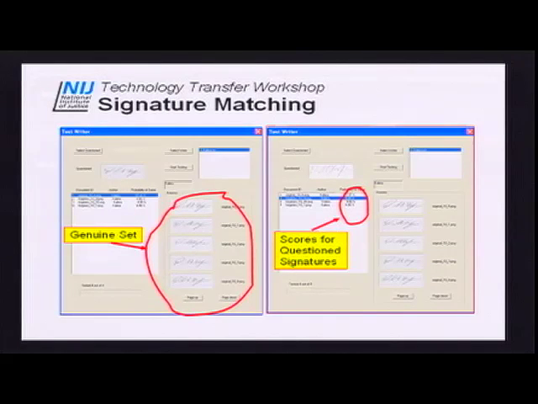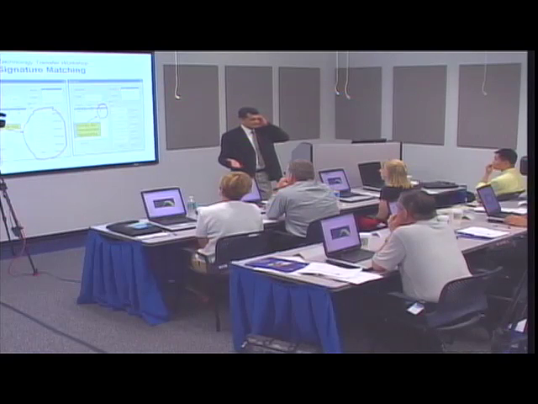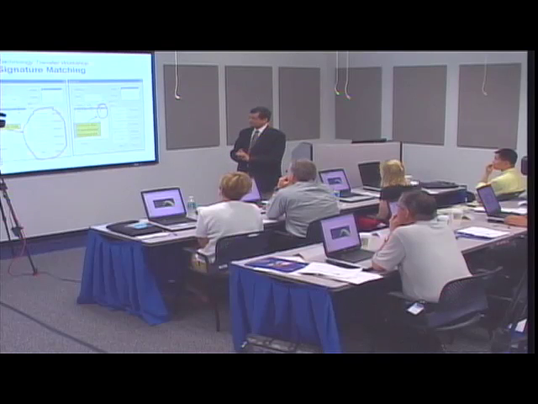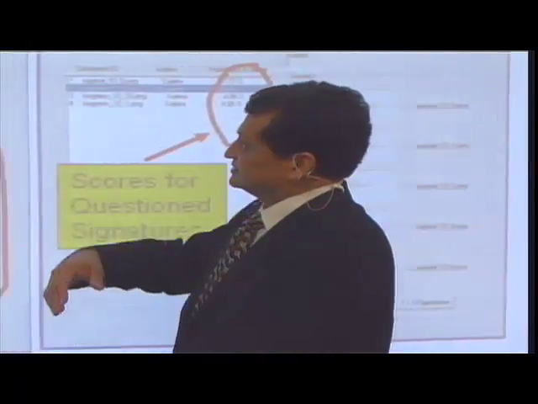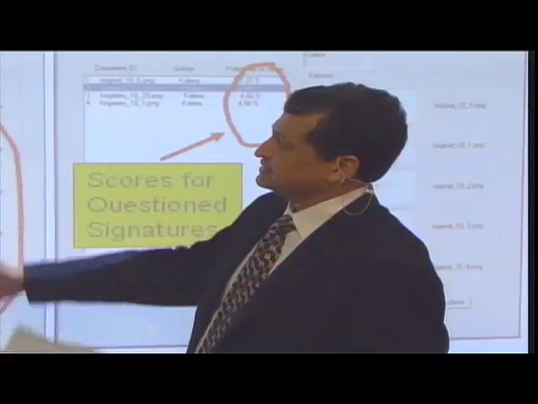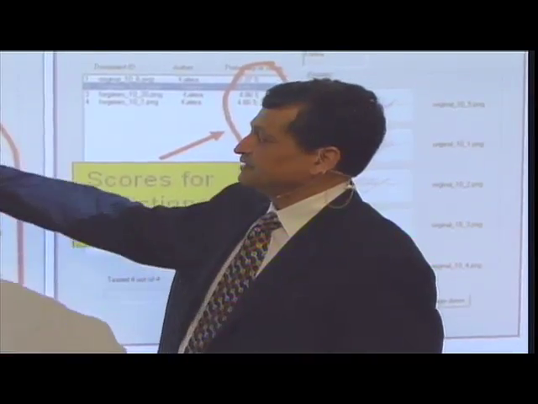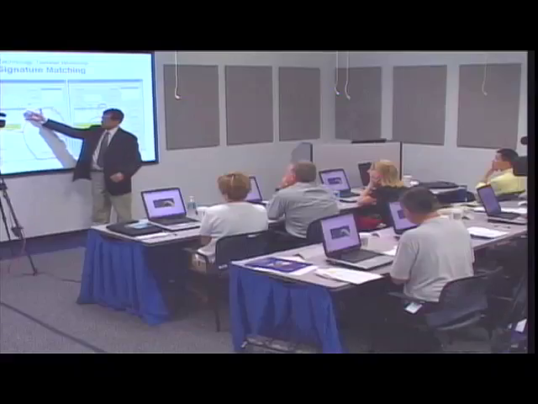And the goal is to say whether the question signature belongs to the same class as all of these genuines. In the field of pattern recognition, sometimes people call it a one-class problem. That is, does this belong to this class or not? That's the problem of signature verification. And the system is given this, and the system's output is shown over here.